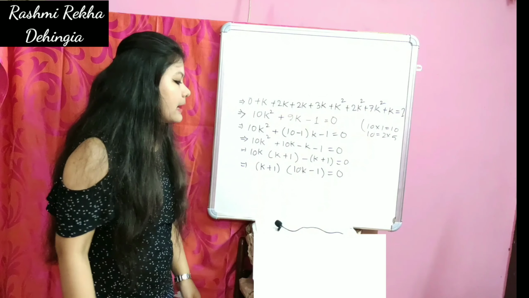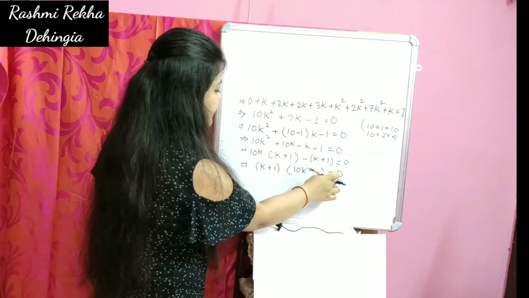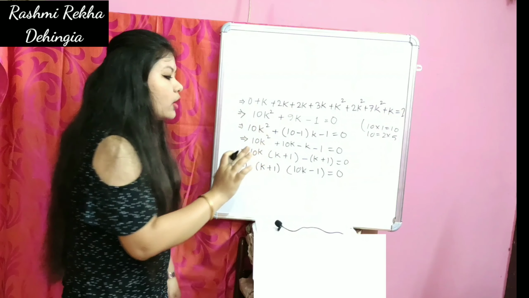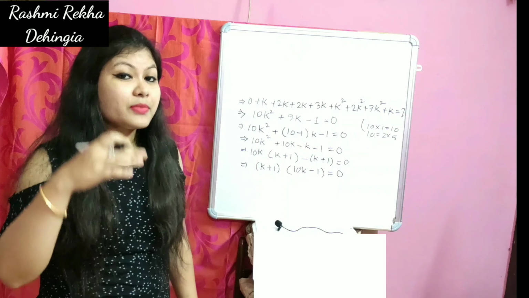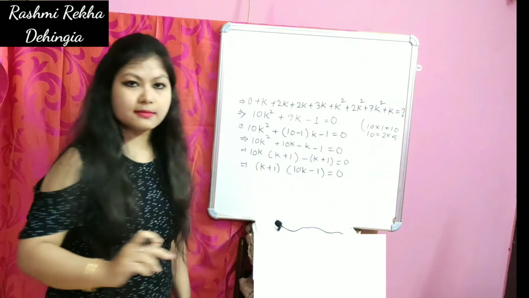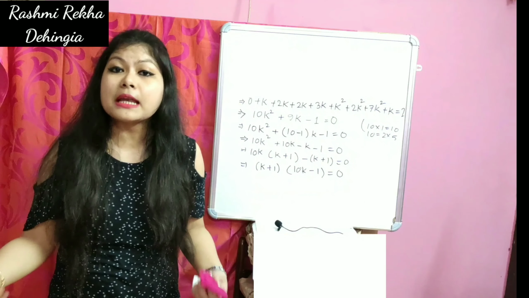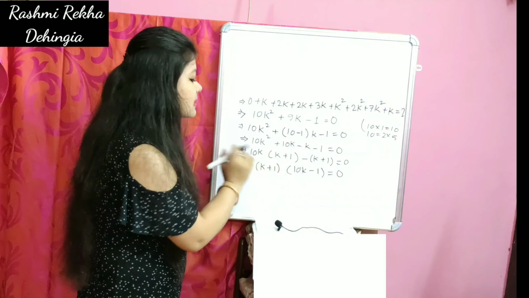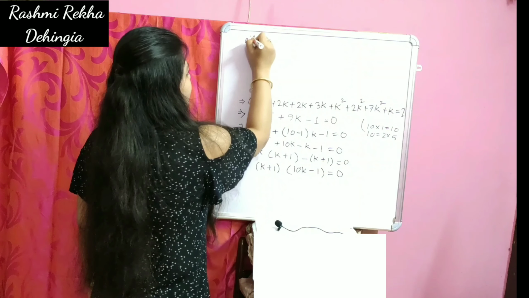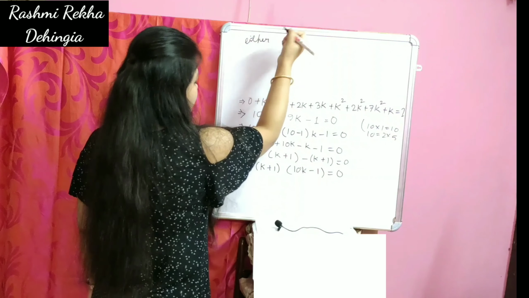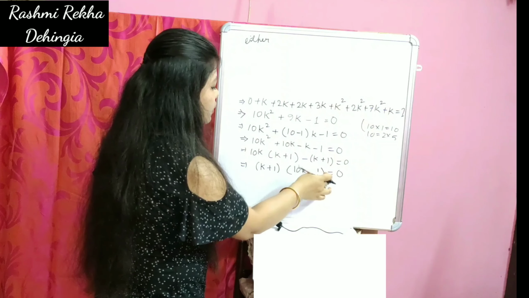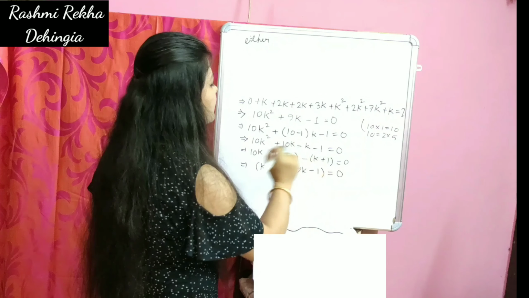We know that the product of any values will be 0 when either one of these two values equal to 0, because multiplied by 0 will always give you 0. But k is an unknown variable. We don't know what is the value of k. So we cannot say that this term will be 0 or the second term will be 0. That's why we assume that any one of these terms equal to 0, because product of the 0 with any number always gives the value 0.